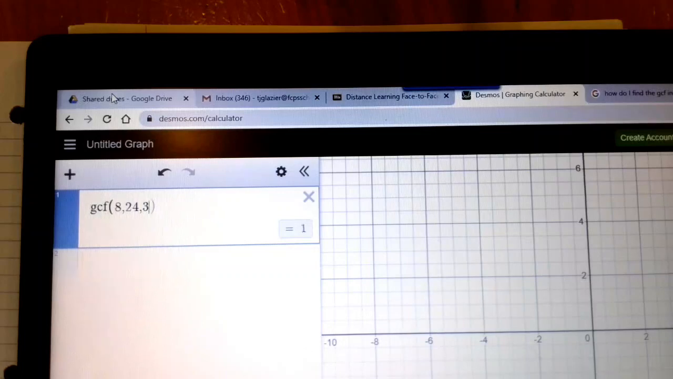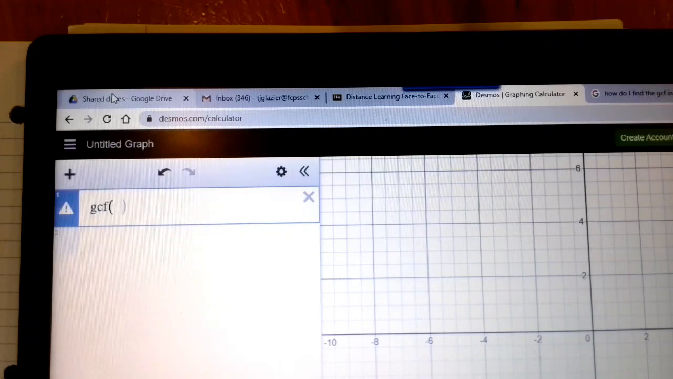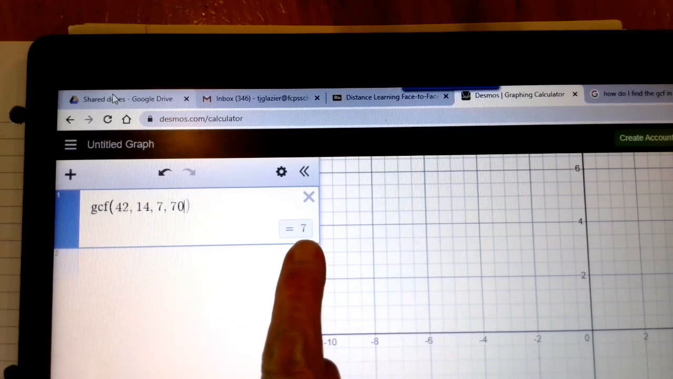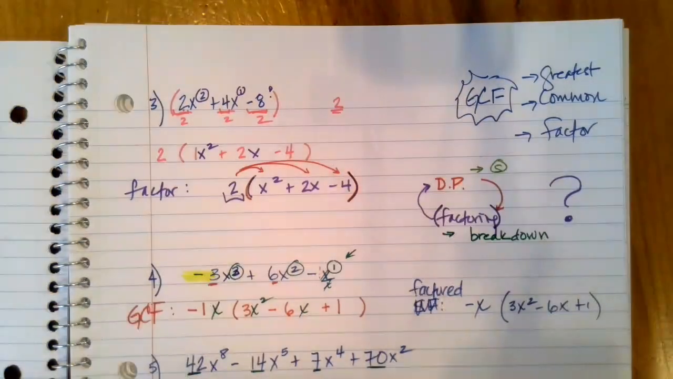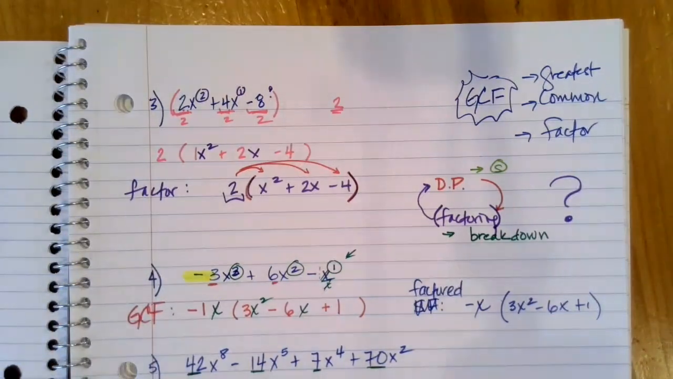So I'll go ahead and I'll ask for my GCF, and don't forget your parentheses, between 42, 14, 7, and 70. Oh, there it is. 7 is the biggest number that can come out. So I'm in good shape if I can think about taking my GCF as a 7 out.